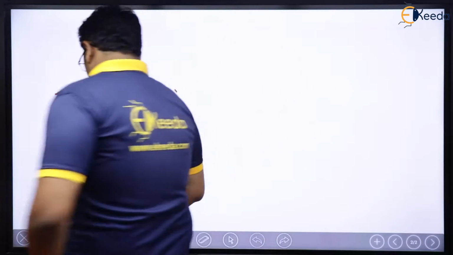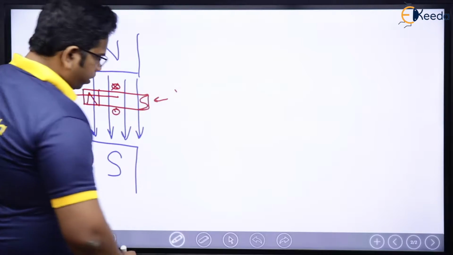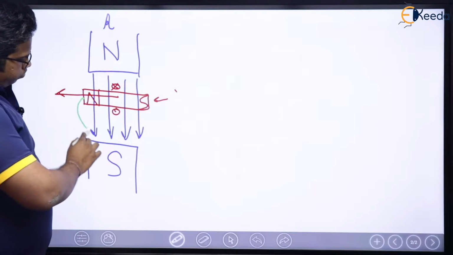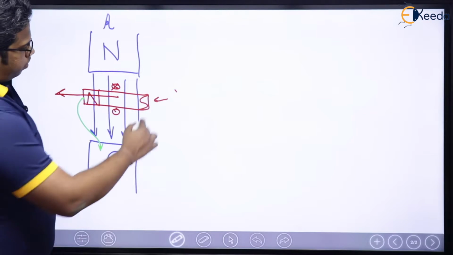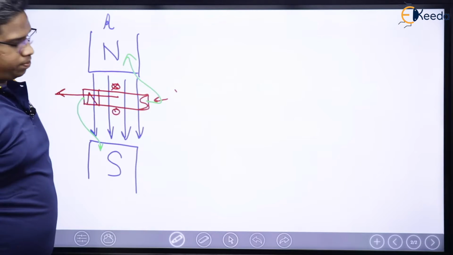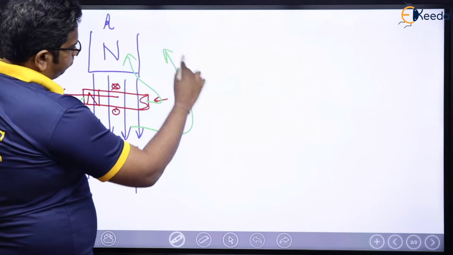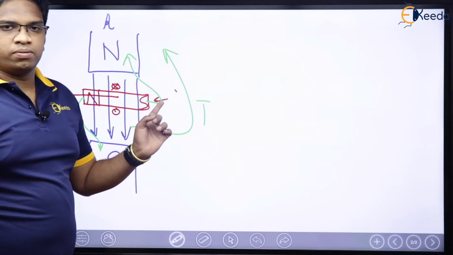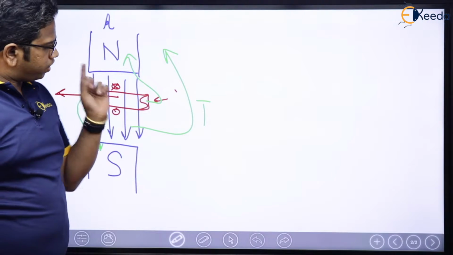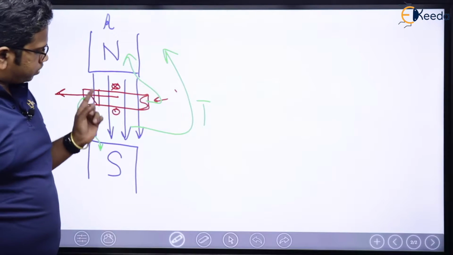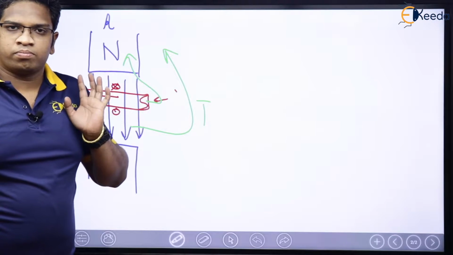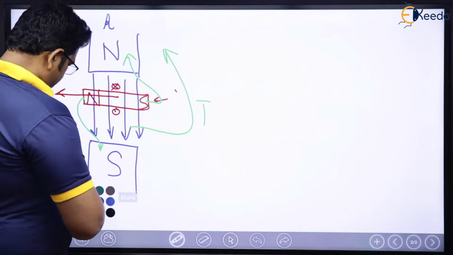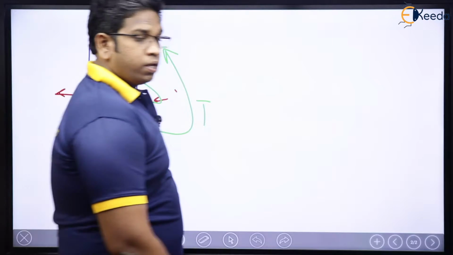Now see here, what will happen? This north will get attracted to this south, and this south will get attracted to this north, which means the torque is going to be in this direction. I am not saying that the direction of rotation is in that direction. I am only saying that the direction of torque will be like this, which means in this case torque is produced. Now see here, another case.